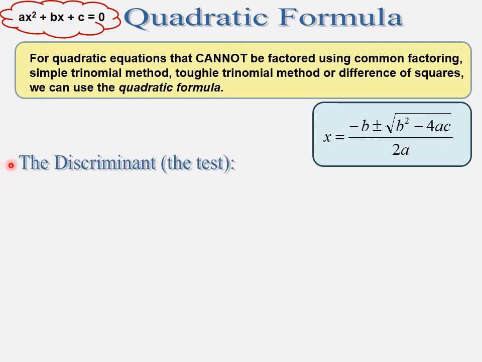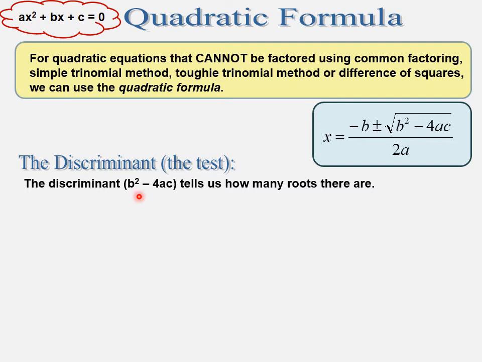For every question, we always first do a test called the discriminant. And that test is just the part that is underneath the square root sign. So notice this part, b squared minus 4ac, without the square root. We just take that part, and that tells us how many roots there are. Now, what does that mean? It tells us how many answers we should expect to see.